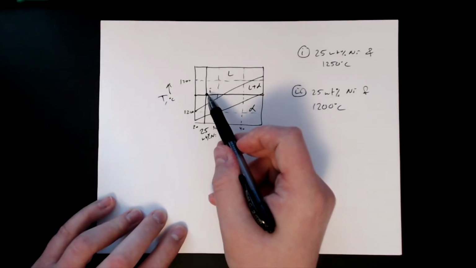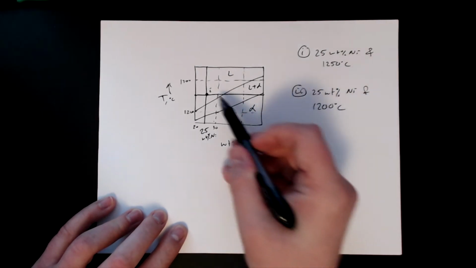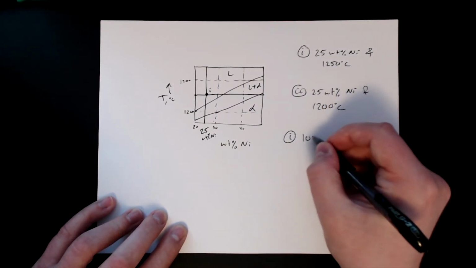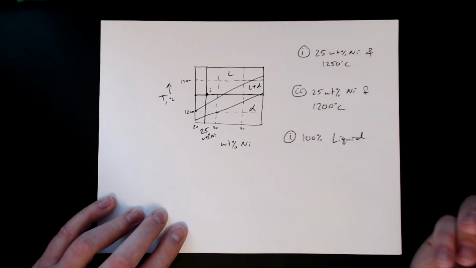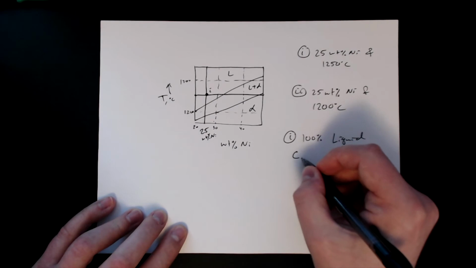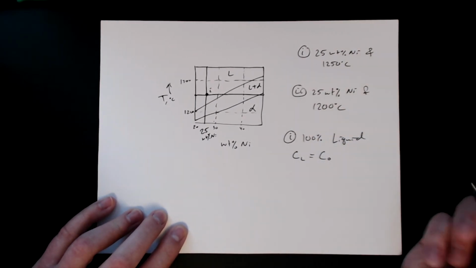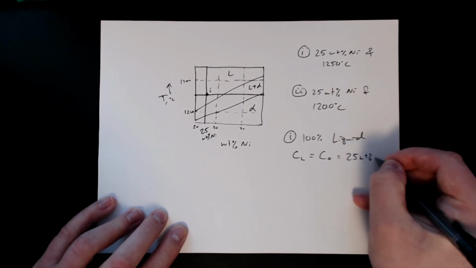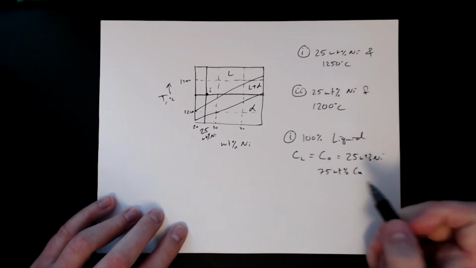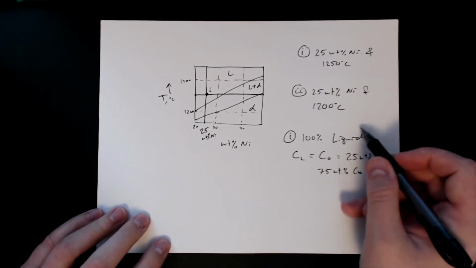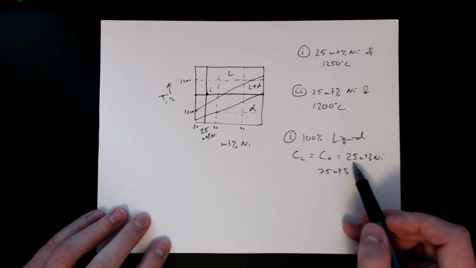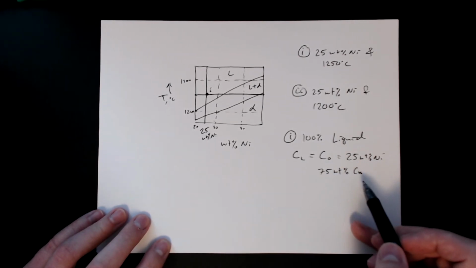At point I, up here, we see that we're in the phase field of just liquid. So for I, we have 100% liquid. For a 100% phase region, the composition of the liquid is going to be the composition of the alloy, which is 25. So this is going to be 25 weight percent nickel, and that would also mean that we have 75 weight percent copper, just to be clear about that. So we determine that we have only one phase, liquid, and our composition is the same as the overall alloy composition, which is 25 weight percent nickel, the remainder, 75 weight percent copper.